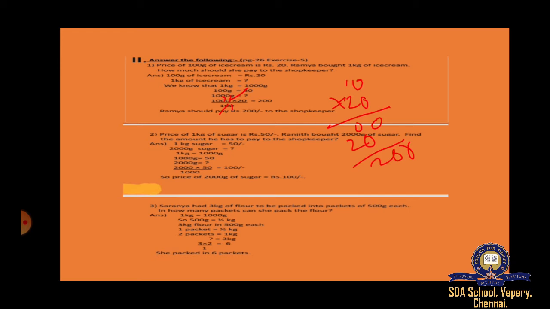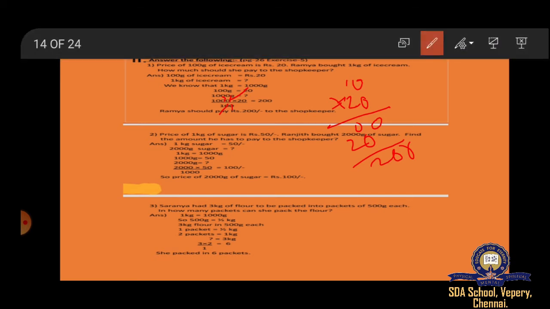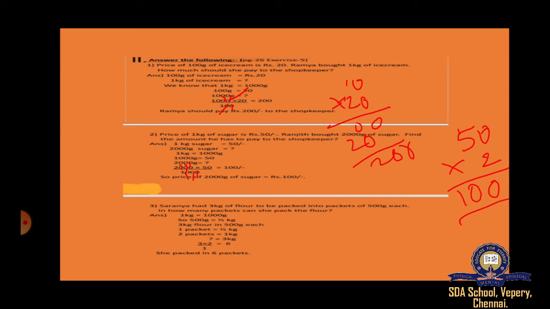So 2000 into 50 divided by 1000. So cancel the zeros. So 2 into 50. So 50 into 2. 2 zeros are 0. 2 fives are 10. So 100 rupees he has to pay to the shopkeeper. Okay, very easy.